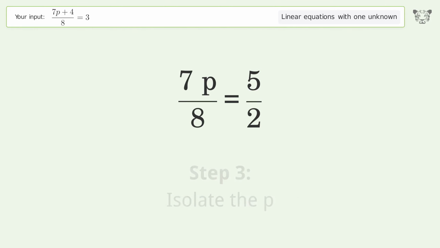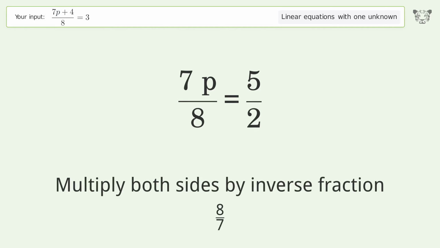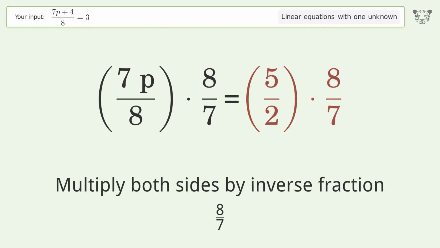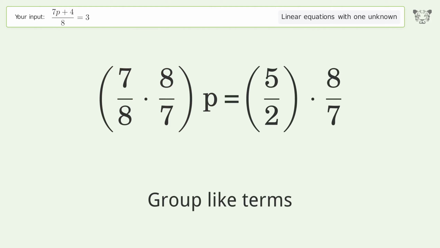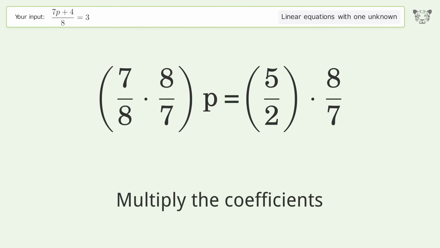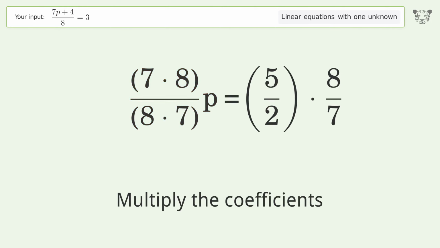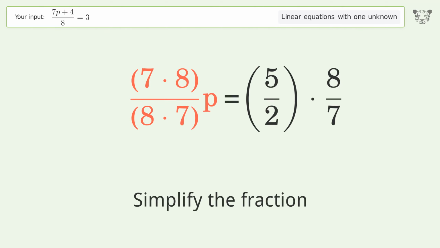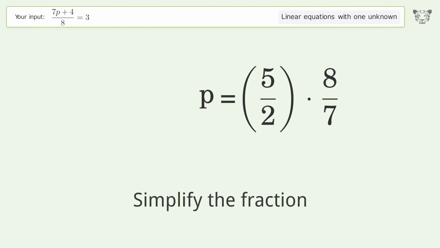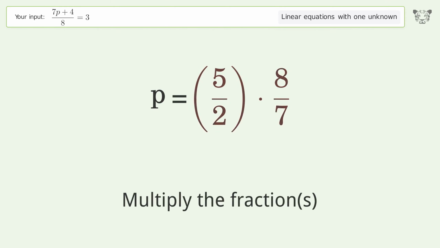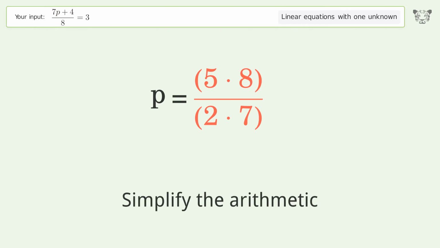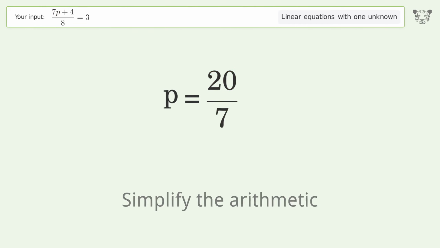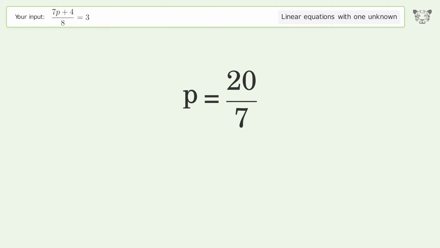Isolate the p. Multiply both sides by inverse fraction 8/7. Group like terms. Multiply the coefficients. Simplify the fraction. Multiply the fractions. Simplify the arithmetic. And so the final result is p equals 20/7.